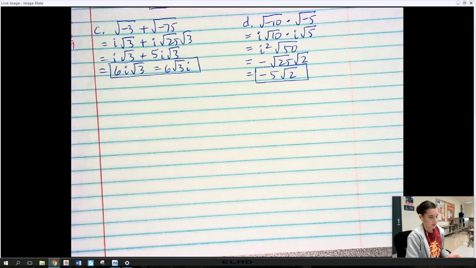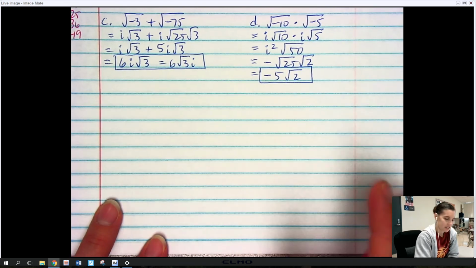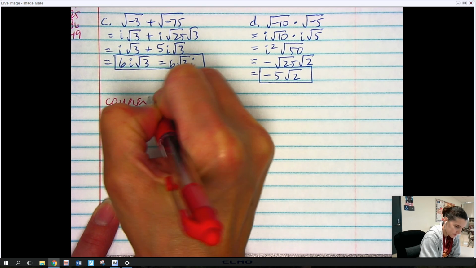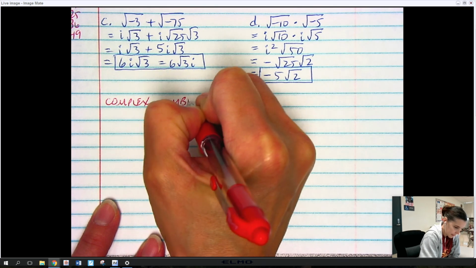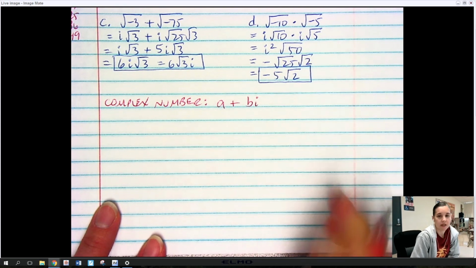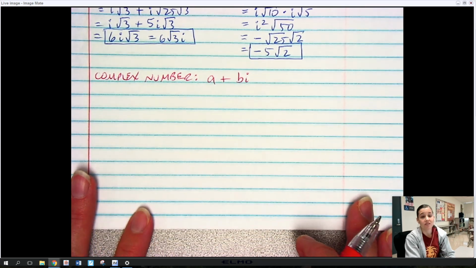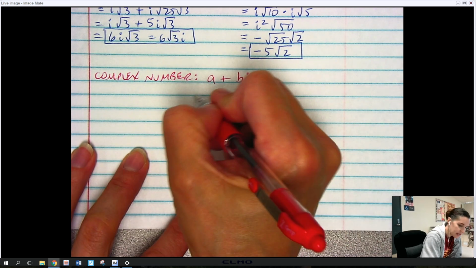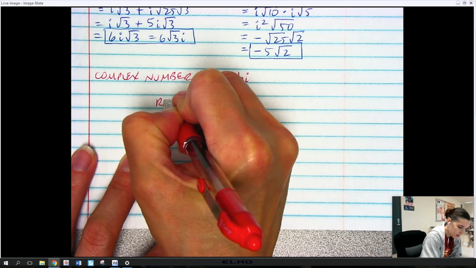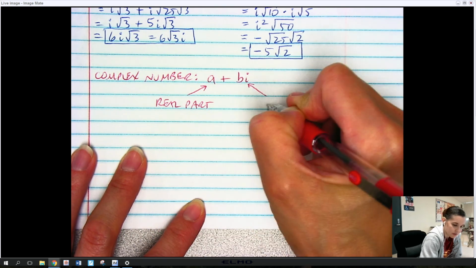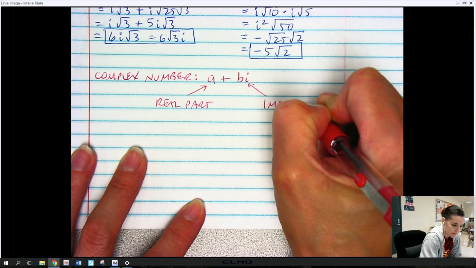All right, so now on to 7.10 and 7.11. They're going to bring up this idea of what is called a complex number. When we are talking about a complex number, in standard form, a complex number is a plus bi, and you need to make sure that you write your answers in standard form. So again, standard form would be a plus bi. a is always going to be the real part, and then b, the bi, is always going to be the imaginary part.